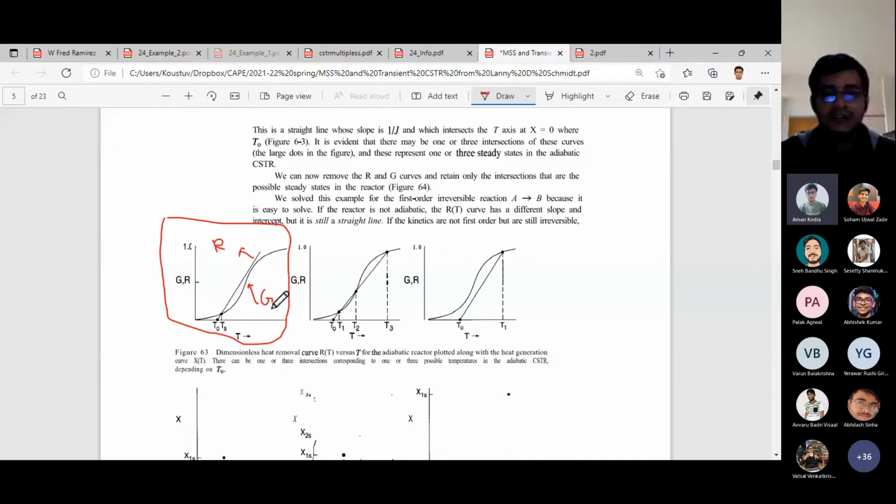So again, what is G? G, which is a function of temperature, is just k tau by 1 plus k tau. Tau is constant, k is a function of temperature. So for a series of values of temperature, let's say you have started from 300 to 400 Kelvin, or more than that, 300 to 400 centigrade maybe. Over that temperature range, you are getting a series of G values, which you can plot, and you will get this kind of sigmoidal curve.